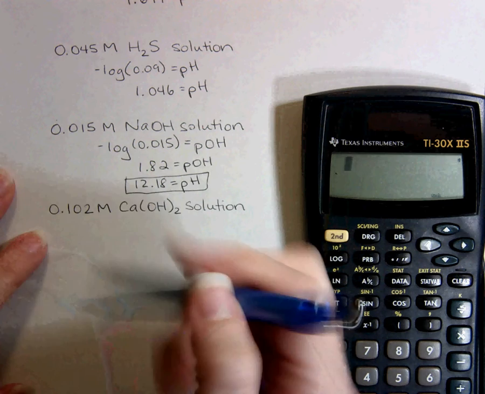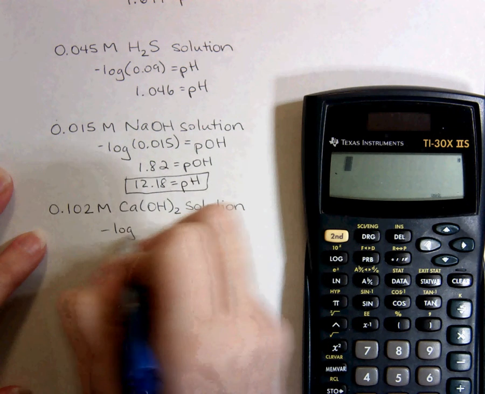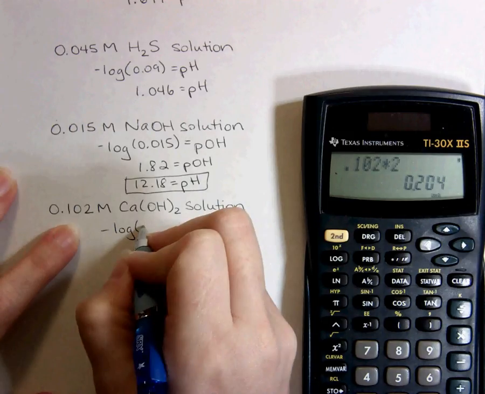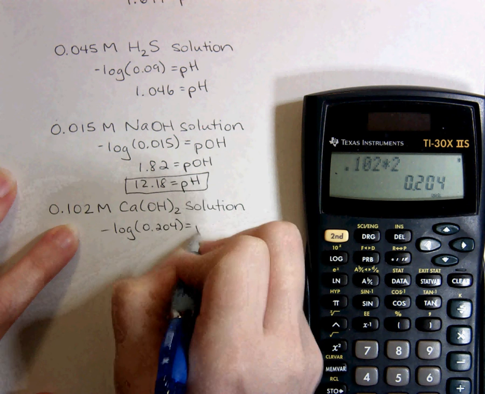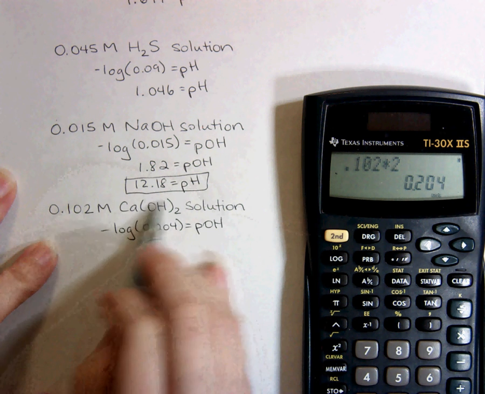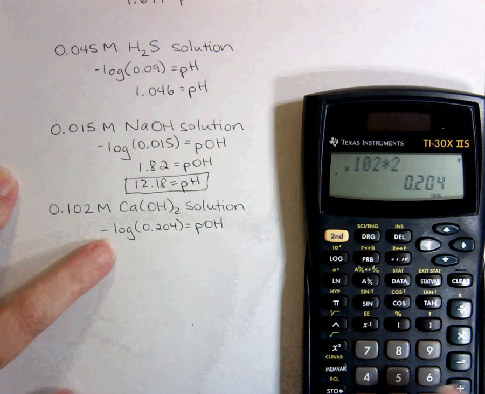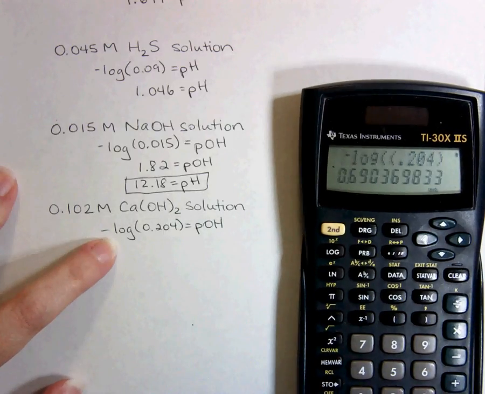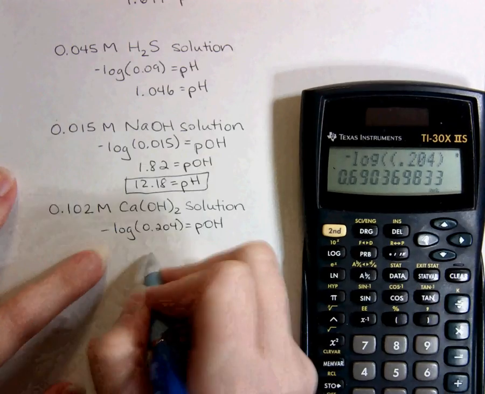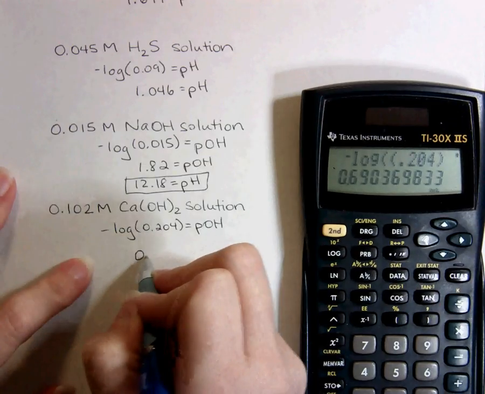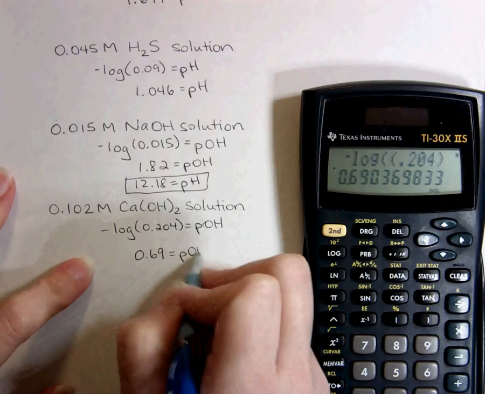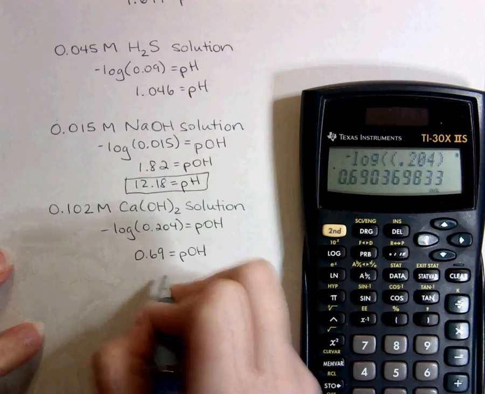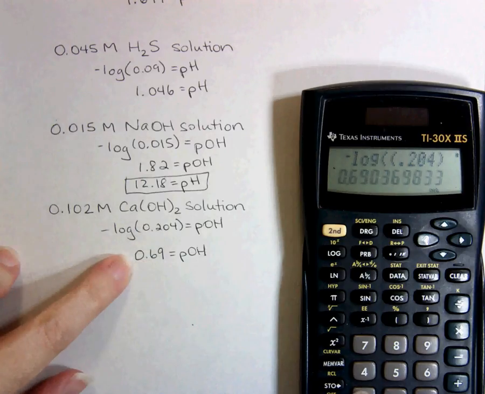So again, I'm going to find my POH, negative log of double this, 0.102, which would give me 0.204, and that gives me my POH, again, because I'm looking at the concentration of hydroxide here, and negative log of 0.204 gives me 0.69 is my POH. So this is showing me my POH, but I want to know pH. So I'm going to subtract this from 14.